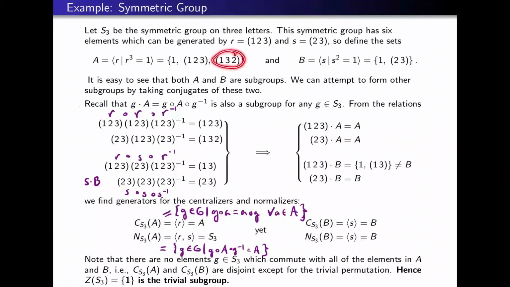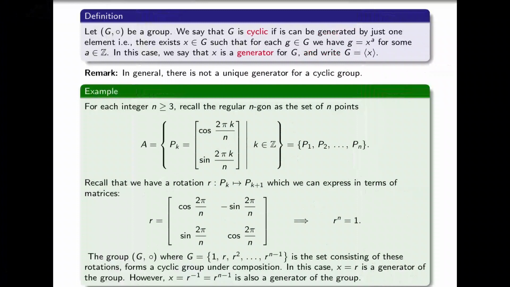So let us transition towards cyclic groups. The group generated by R has only 3 elements: 1, the trivial permutation, then we have R, and then we have R squared, which is (1 3 2). We are going to go ahead and extend this notion further, and so we're going to say that a group G is cyclic if it can be generated by just 1 element. So in other words, there exists some x in G such that for every element g in the group, we have that g is equal to x to the a for some integer a. And in this case, we say that x is a generator for G and simply write G as bracket x.